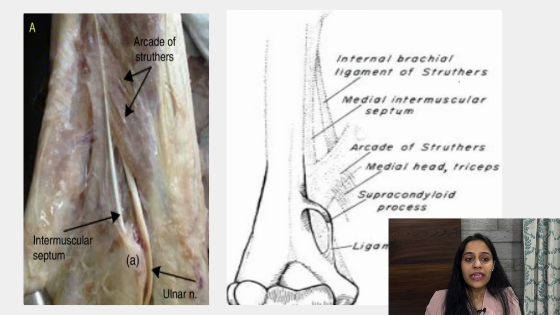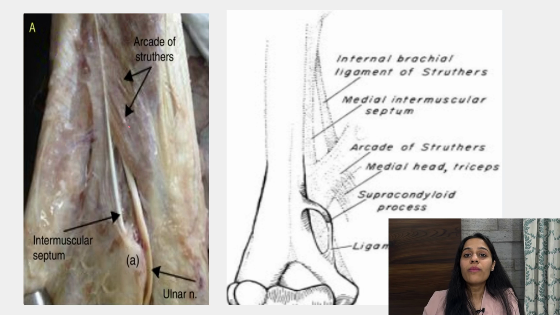Now people generally get confused between two terms, that is arcade of Struthers and ligament of Struthers. Ligament of Struthers, as I said, is a fibrous band which is present between the bony spur supracondylar process and the medial epicondyle, and it will compress only the median nerve. Whereas arcade of Struthers is also a fibrous canal which is present on the medial aspect of the arm in the mid and lower third of the humerus.